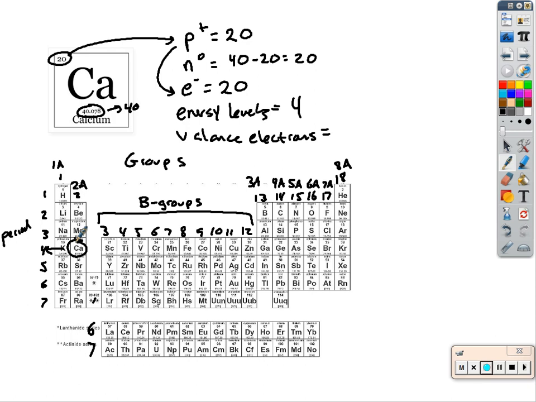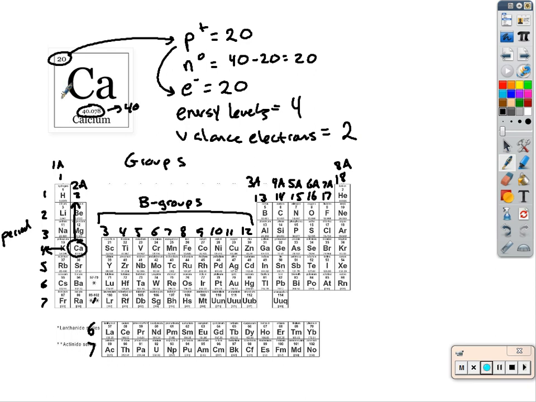To find that, we go to the top of calcium's group. Calcium is in 2A. It has 2 valence electrons. The group number, at least if you're using the A groups, tells you how many valence electrons it has. So if it's in 1A, it has 1. If it's in 2A, it has 2. If it's in 3A, it has 3, and so on, up to group number 18, or 8A, which has 8 valence electrons. And calcium is in 2A, so it has 2 valence electrons, and that's important.